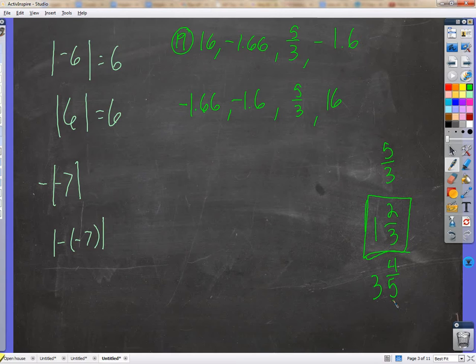Take the 1 and the 3 and multiply those, and then add 2. Either one, this one. So you multiply the 3 by 1 and add 2. You multiply 5 by 3 and add 4. And that's turning it into an improper fraction.